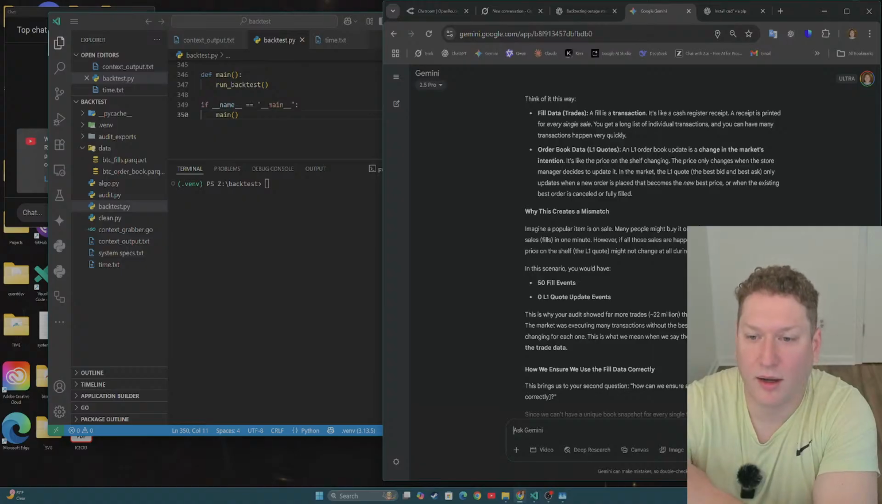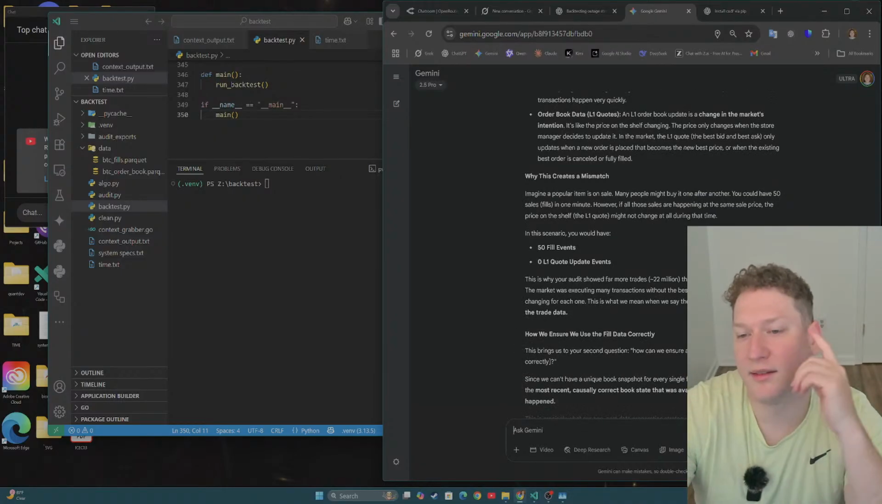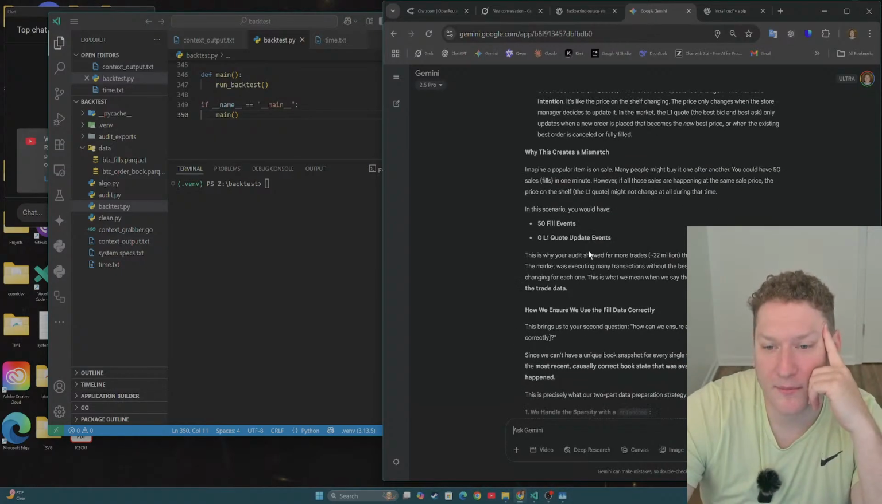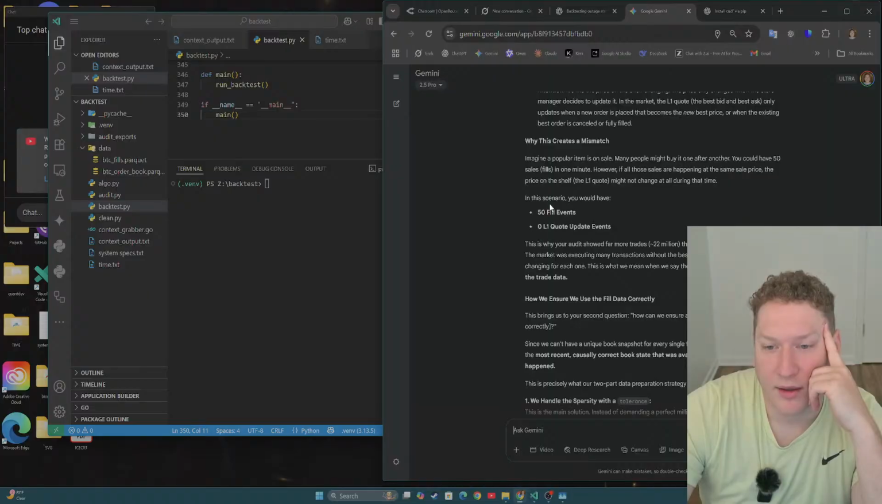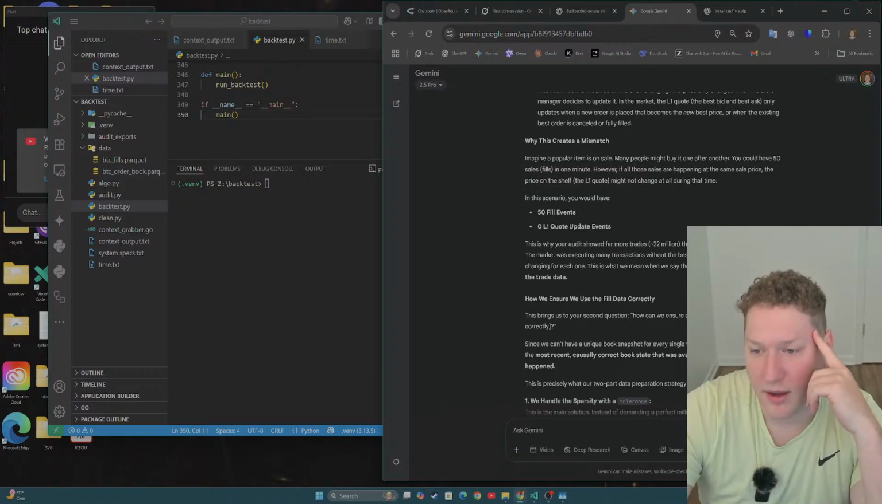Imagine a popular item on sale. Okay, well, I don't like how it's describing it, but yeah, in this area you'd have 50 fill events. Okay, why is this here? Audit shows more than 22 L2, but okay, the market was executing many transactions without the best bid or price necessarily changing for each one.